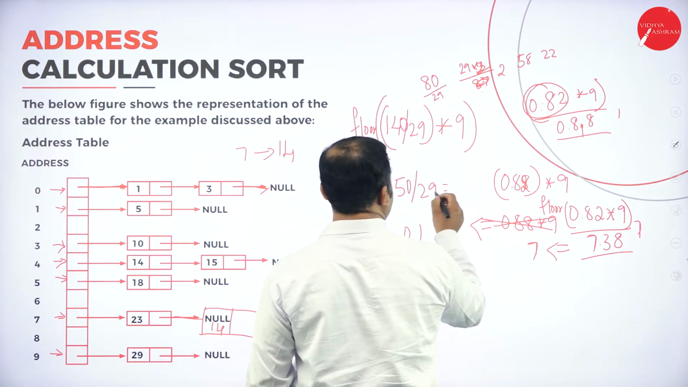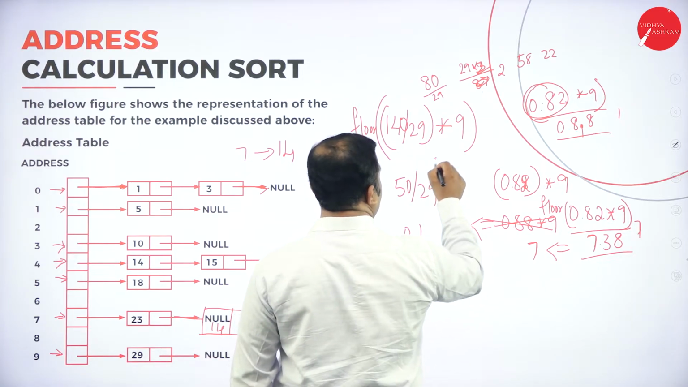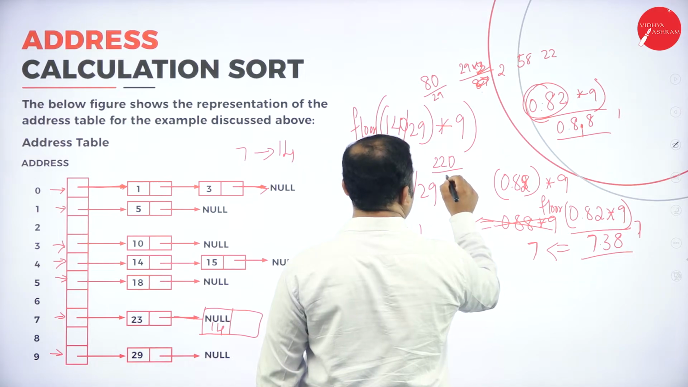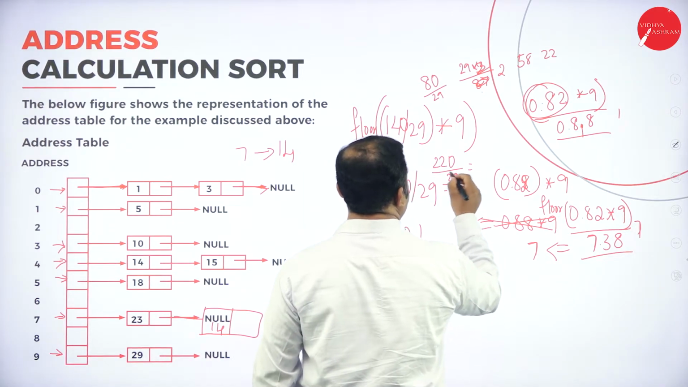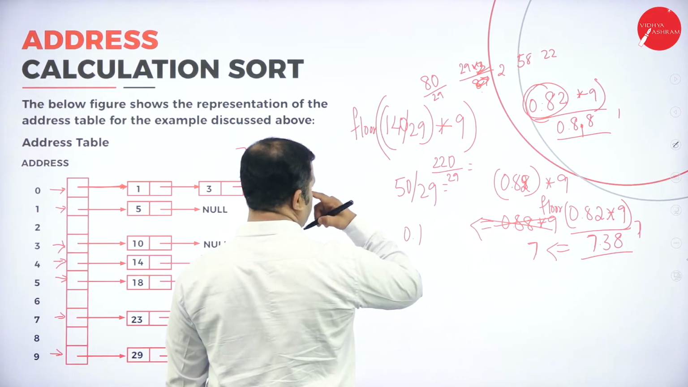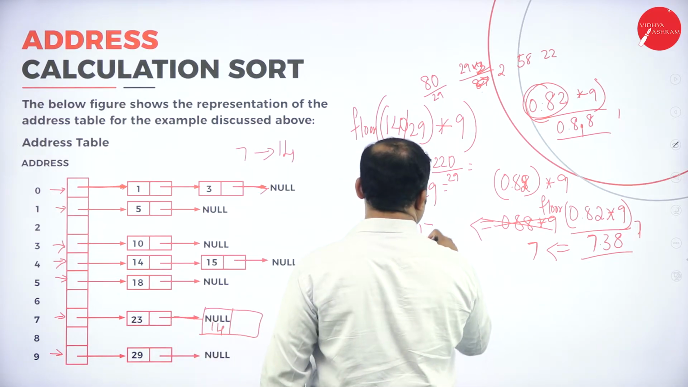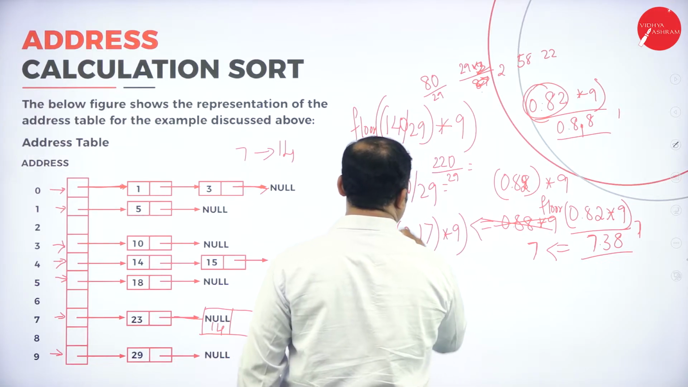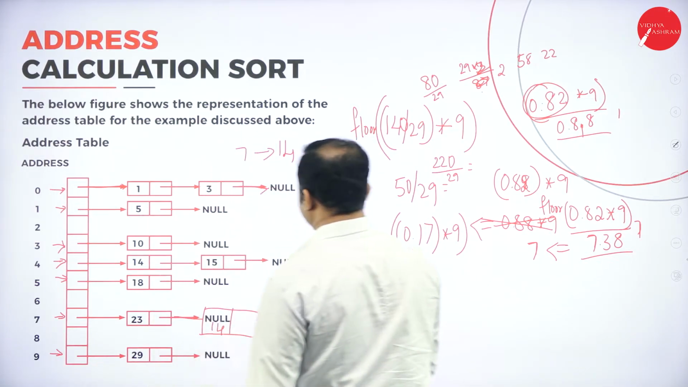29 left with 22. 22 divided by 29 turns out to be the value 0.7586, and then 0.17 into 9. What is the value we get? We get the value which is equal to this.